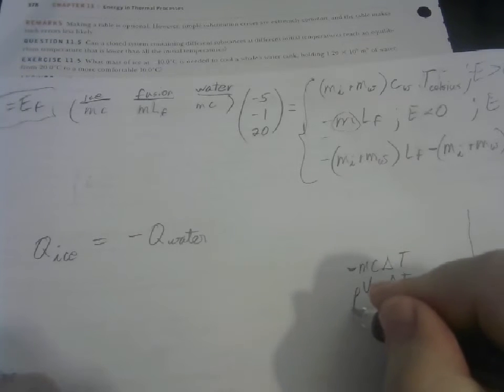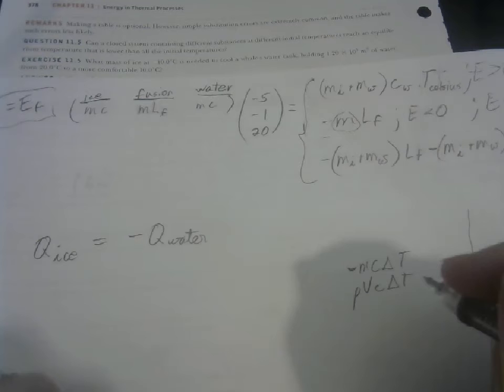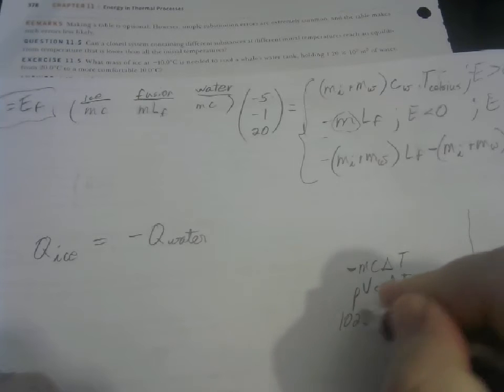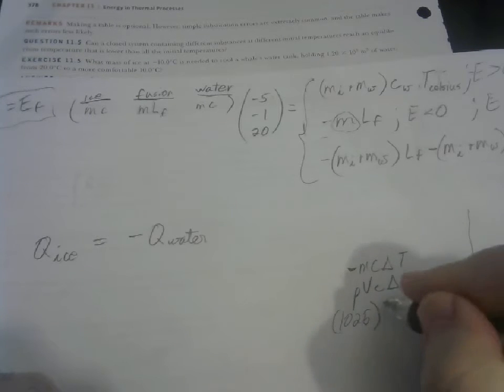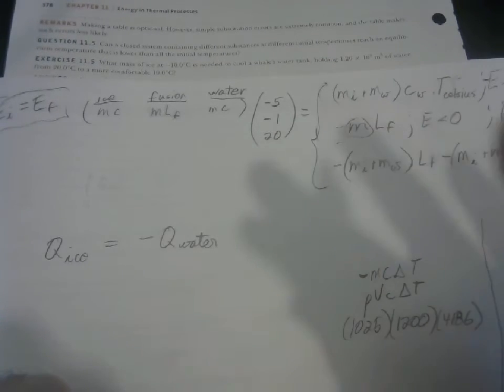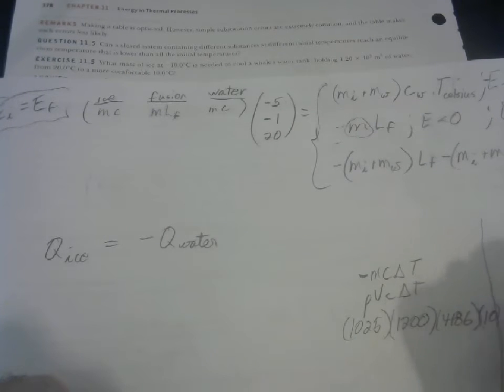Are they going to use salt water to put a whale in? Probably so. So I'll say 1025 for the density of salt water times the volume of 1200 cubic meters times the specific heat of water, 4186, and then negative delta T. We're going from 20 to 10, so negative delta T is 10 degrees Celsius.